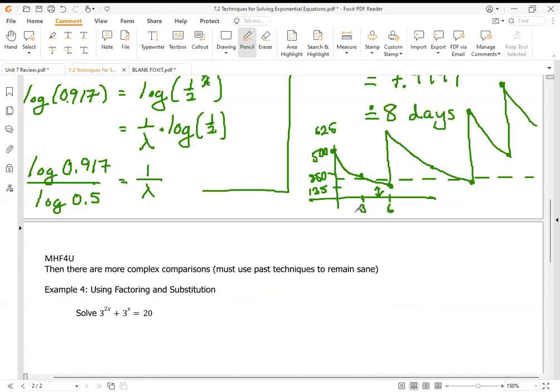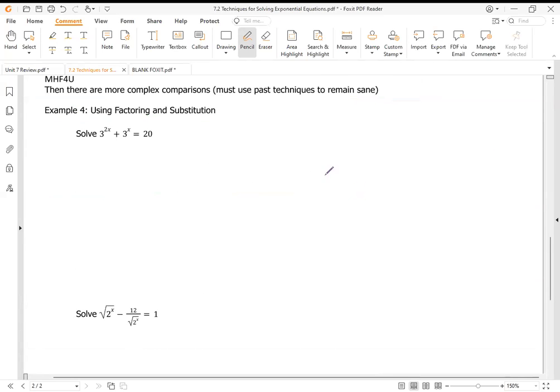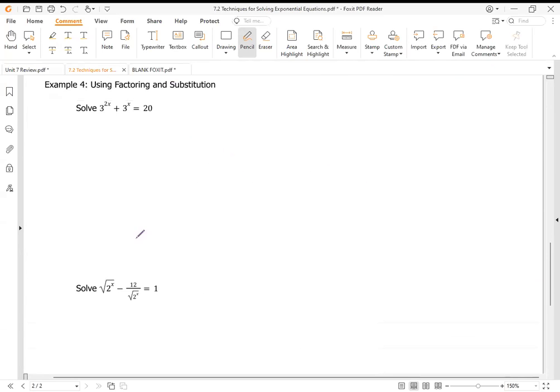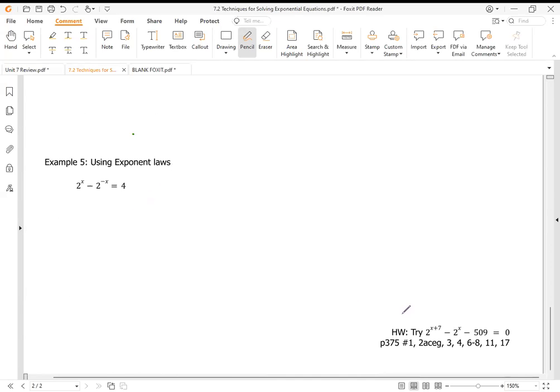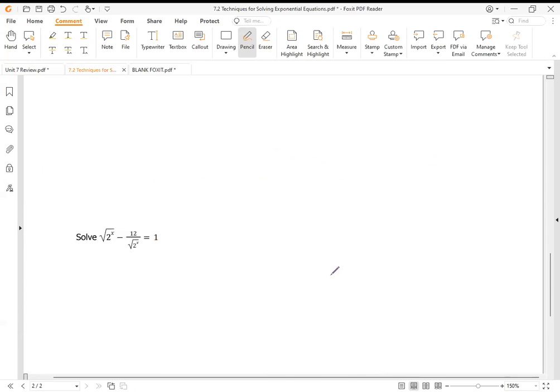Go back to math. I have example 4. So example 4, these two are basically the same situation. Example 5 is slightly different. And then this is not in your page, but I thought I would add it in there. So I added it a little late. 2x plus 7 minus 2x minus 508. Not 9. I want to solve everything here for you.